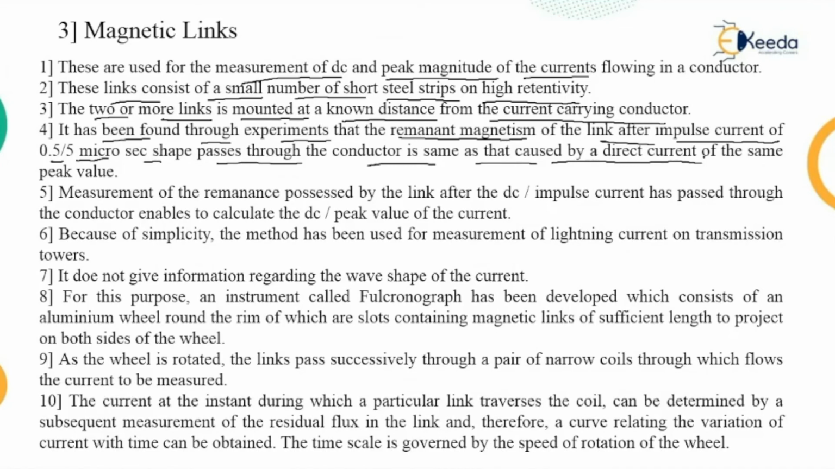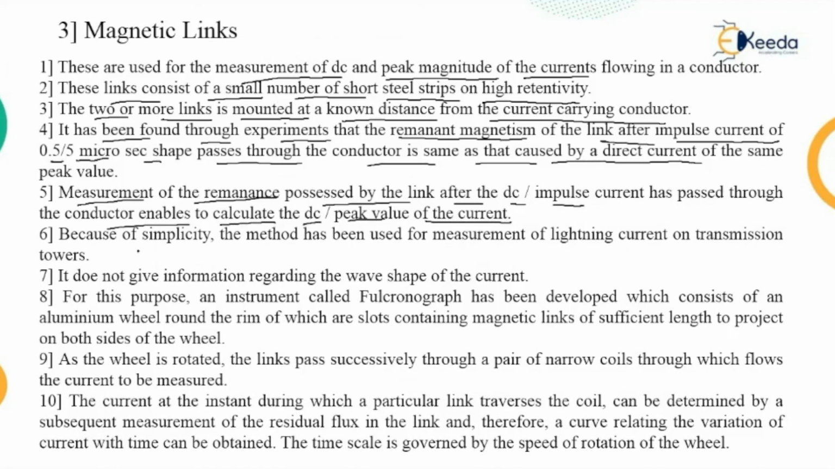And therefore, this magnetic link can be preferred for the measurement of impulse current as well as direct current. But the limitation is that the shape of the impulse current must be 0.5 to 5 microsecond. That is 0.5 of increase and 5 microsecond to 50% decrease. Measurement of the remanence possessed by this link after DC or impulse current has passed through the conductor enables us to calculate the DC or peak value of the current.